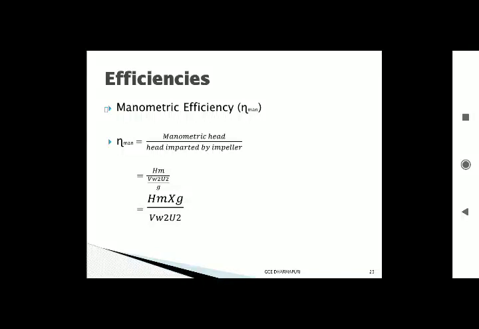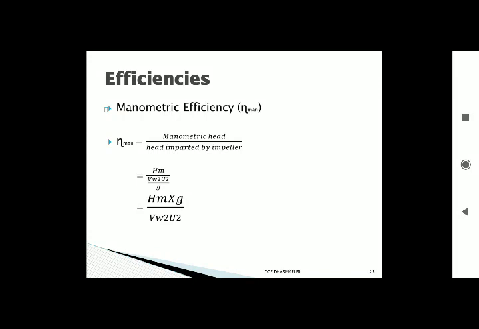Welcome students. In this class we will discuss problems in centrifugal pumps. Before going to the topic, we just revise the things we discussed in the last class. First thing is efficiency. In efficiency we will have three efficiencies.